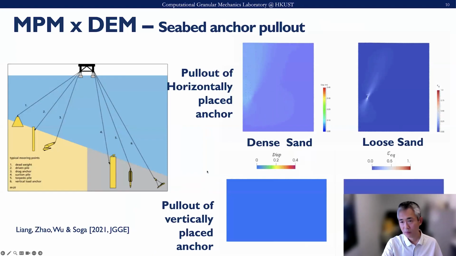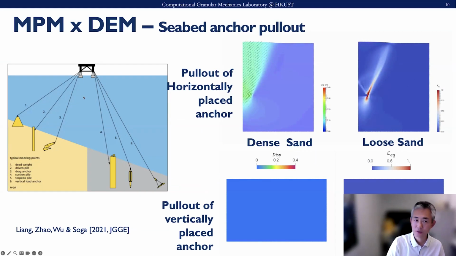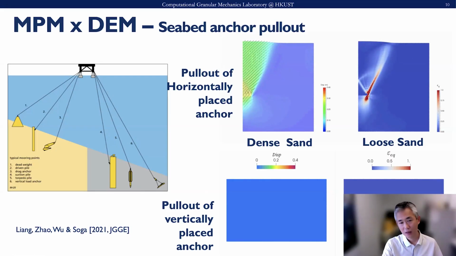Another large deformation problem I want to show is the seabed anchor pull-out. Imagine that you have an offshore structure like an oil platform or another kind of structure that you want to anchor at the seabed soil here. These are the typical seabed anchors we design. There is a special kind, a plate type, like this second one, and you use a cable to connect it to the offshore platform to anchor it.